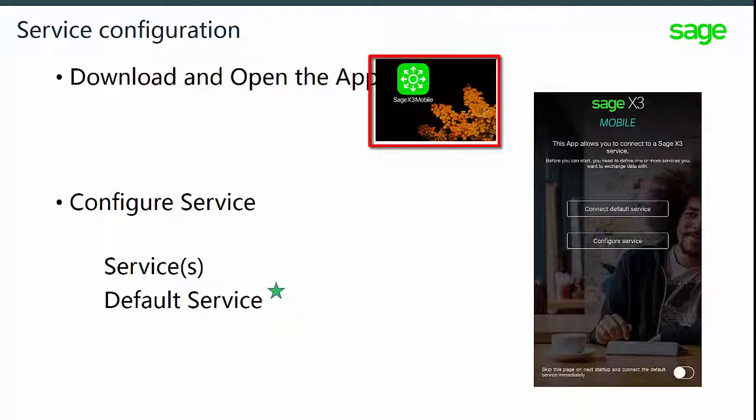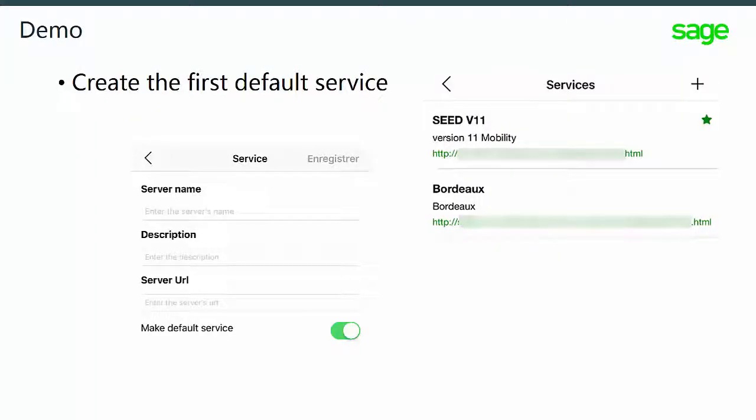First, you have to download and open the app, and then configure the service. To start, select the Service button to configure the service, and then use the plus button to add a new service. To continue, you have to fill in the main fields for the server name, description, server URL, and you have the option to make it the default service. Once you've done that, you can save your changes.